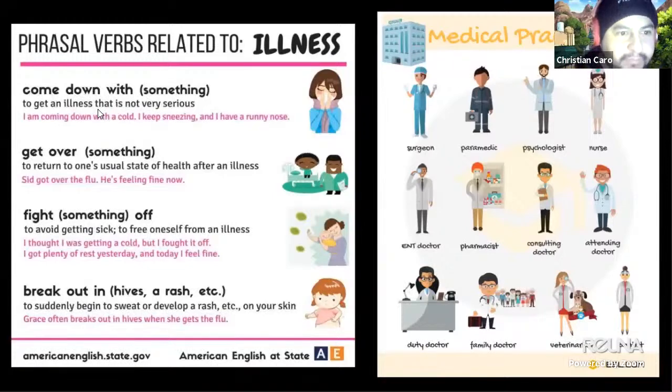For example, come down with, which in this case is to get an illness that is not very serious. For example, coming down with a cold. I keep sneezing and have a runny nose, so you know that you're sick in this case. Get over something is to return to one's usual state of health after an illness. Como recuperarse, let's say. Get over. Sid got over the flu, or, I don't know, people are getting over COVID-19. It takes some time, but they do.